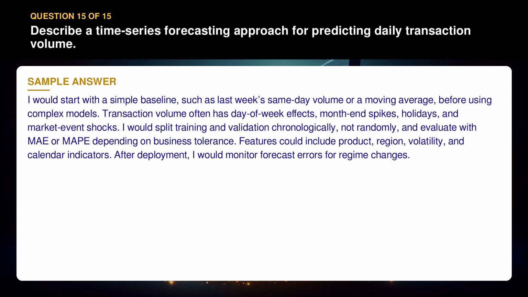Transaction volume often has day-of-week effects, month-end spikes, holidays, and market event shocks. I would split training and validation chronologically, not randomly, and evaluate with MAE or MAPE, depending on business tolerance. Features could include product, region, volatility, and calendar indicators. After deployment, I would monitor forecast errors for regime changes.